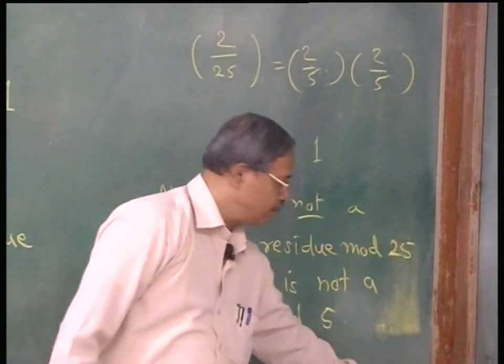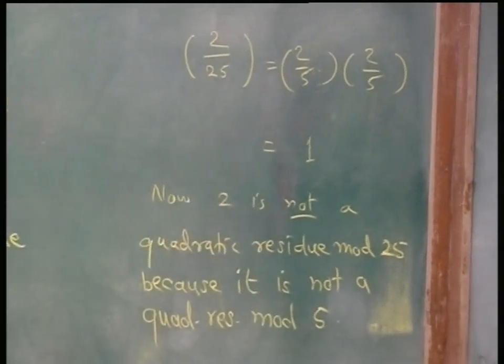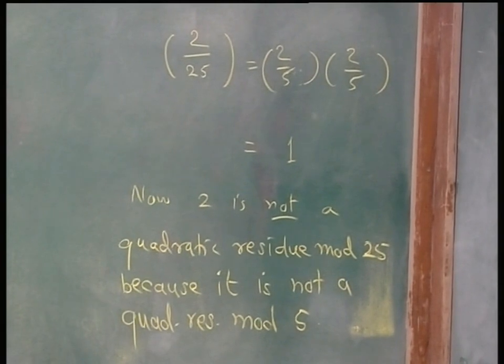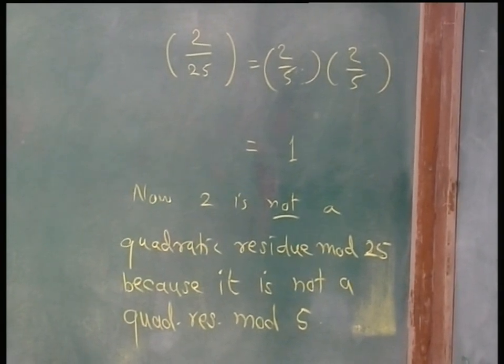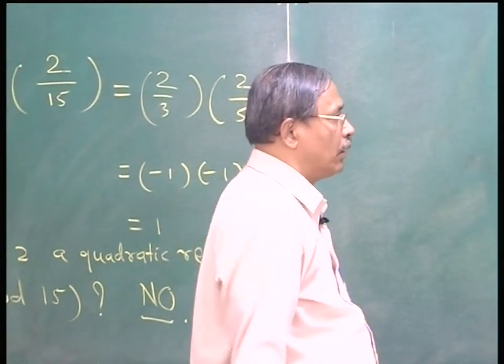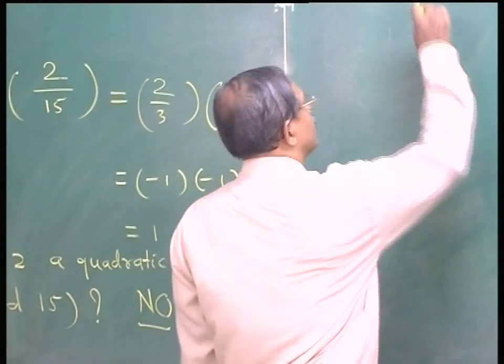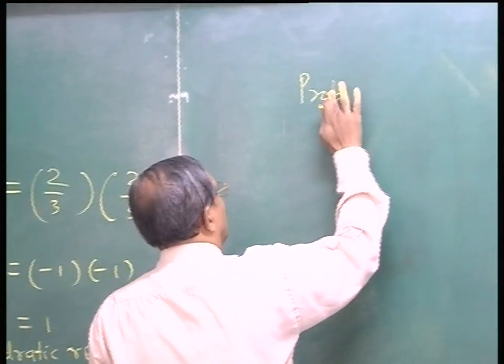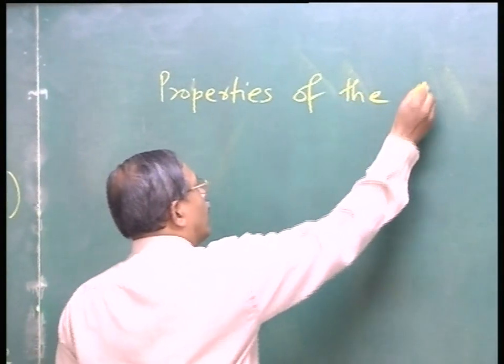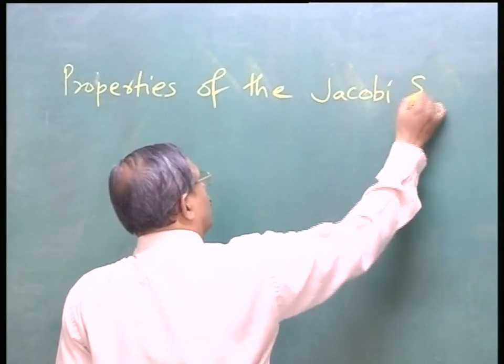So we can easily construct examples which tell you that the basic defining property of the Legendre symbol, that (A/P) equal to 1 means A is a quadratic residue mod P, is not valid for the Jacobi symbol. However, the Jacobi symbol has many properties which are similar to the properties of the Legendre symbol. So let us see these one by one. Properties of the Jacobi symbol.